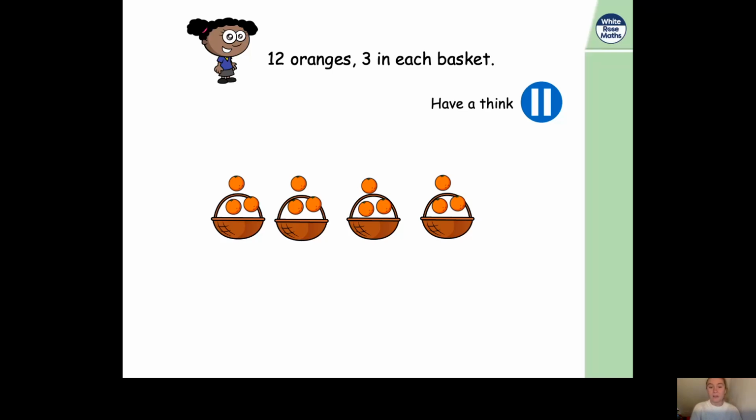Yes, that's right. We've ended up with 4 groups of 3 because we have 4 baskets with 3 oranges in each. So we can write 12 divided into groups of 3 is 4 because we have 4 groups. And we can also write 12, because we started with 12 oranges, divided by 3, because we put them into groups of 3, equals 4, because we ended up with 4 groups. Fantastic. Well done if you got that right.